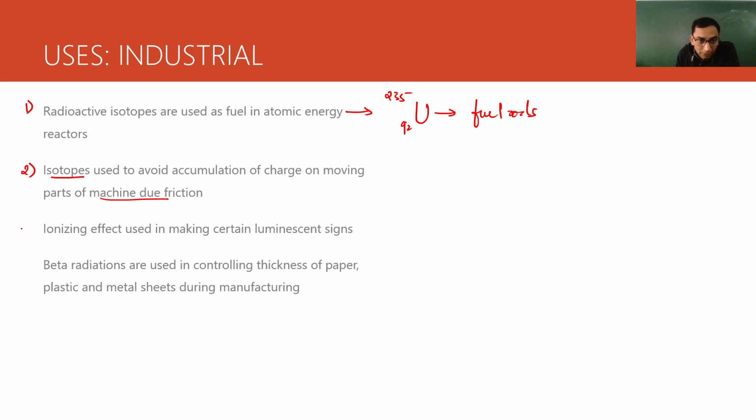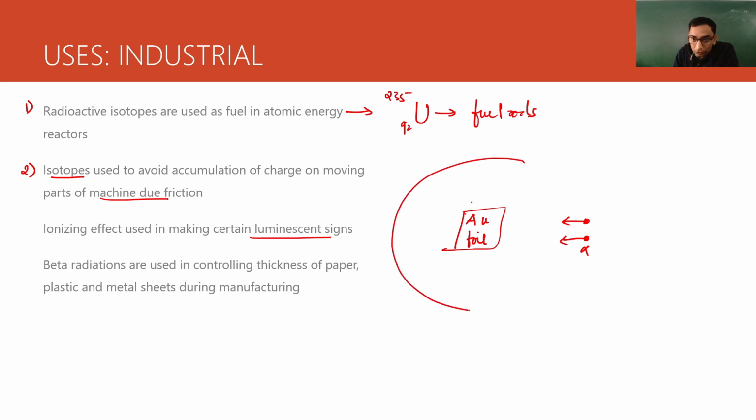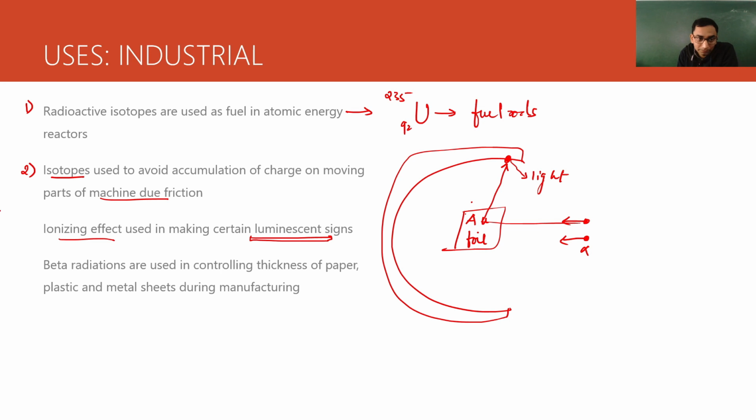Again, the ionizing effect in luminescent science: you are very well aware that in the gold foil experiment, this was the gold foil, and Rutherford was bombarding the alpha particles, and there was a fluorescent screen kept like this. When these alpha particles got scattered and hit this fluorescent screen, light used to be emitted from here, the flashes of light. That is known as the luminescent effect. So we use that in the making of luminescent science.